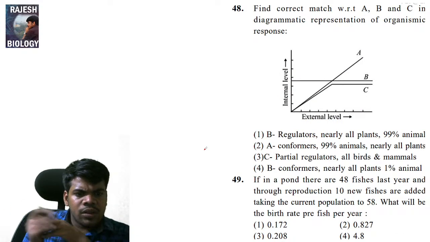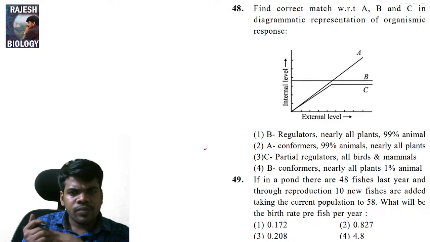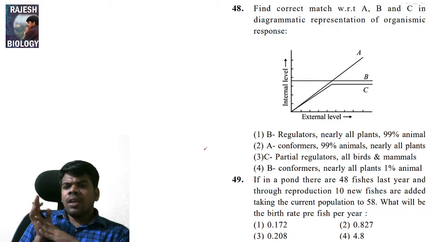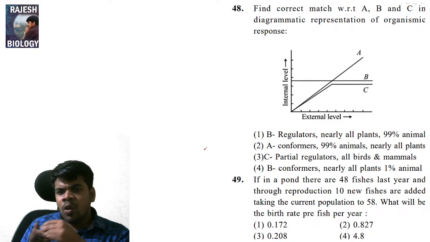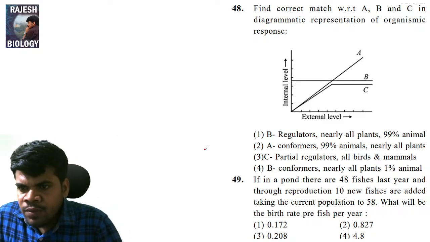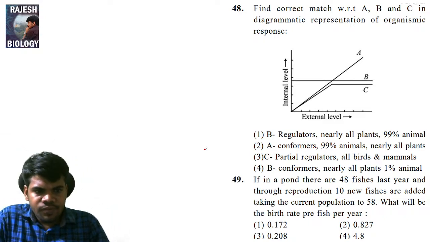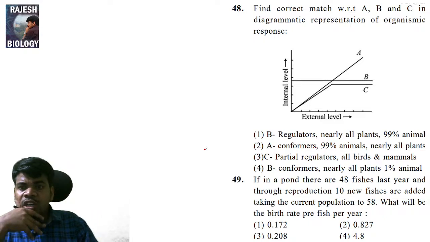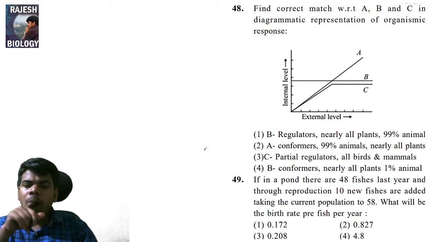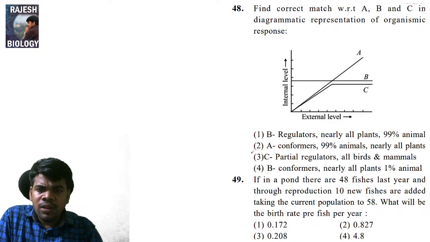Come to the 48th question. Find the correct match regarding A, B, and C in the diagrammatic representation of organismic response. A regulators, no. A conformers, correct. And 99% of animals, nearly all plants are conformers. C partial regulators, correct. All birds and mammals are partial regulators, no. B conformers, no, that is regulators. So the right answer is option 2.